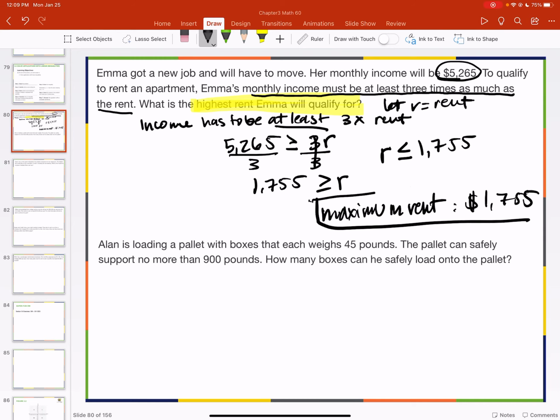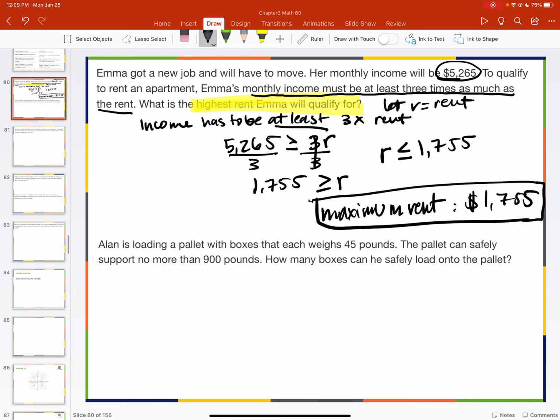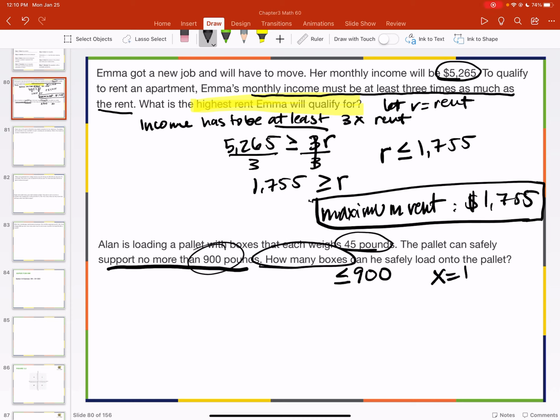Let's do the next one. Alan is loading a pallet with boxes that weigh 45 pounds. The pallet can safely support no more than 900 pounds, right? So the maximum is 900. And each box weighs 45. So how many boxes can he safely load onto the pallet? So X is going to be the number of boxes. That's what they're asking us.